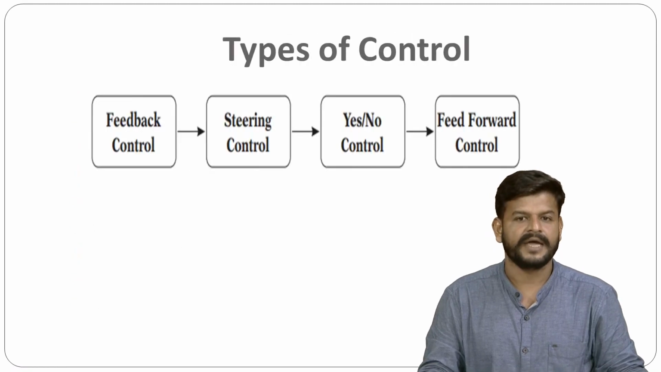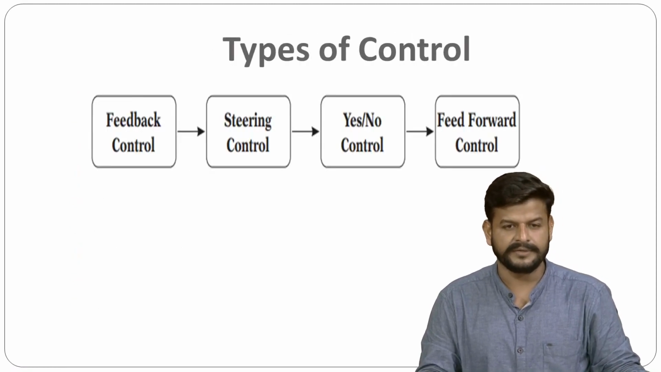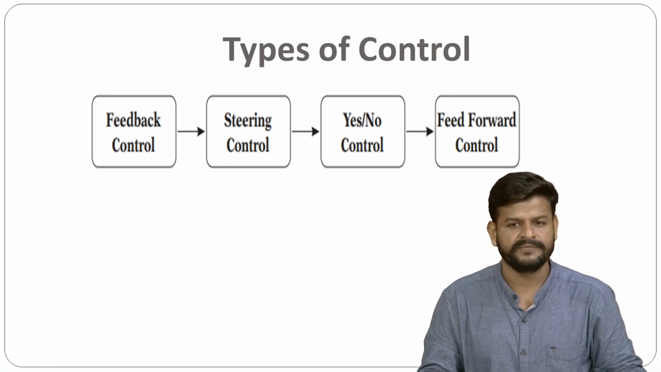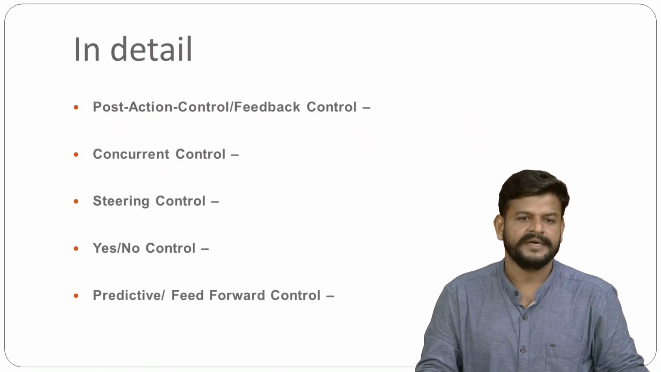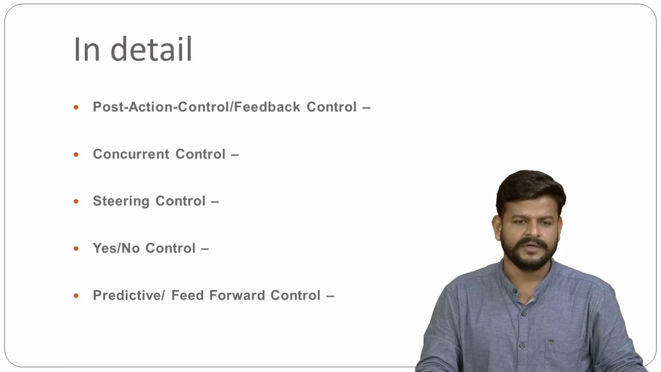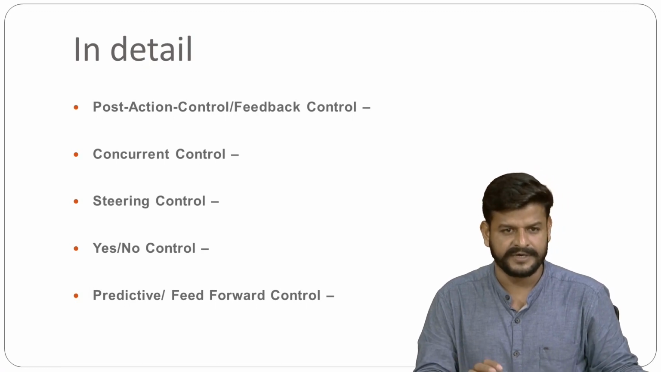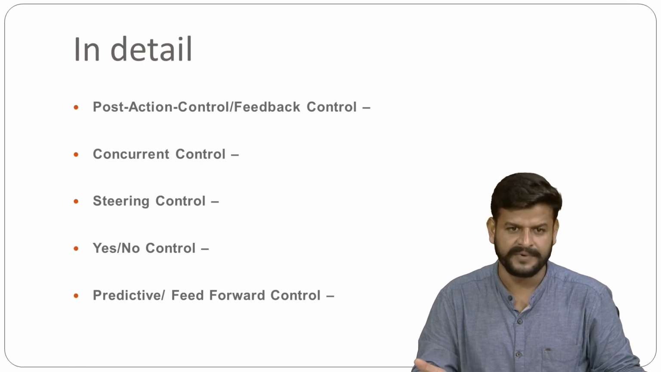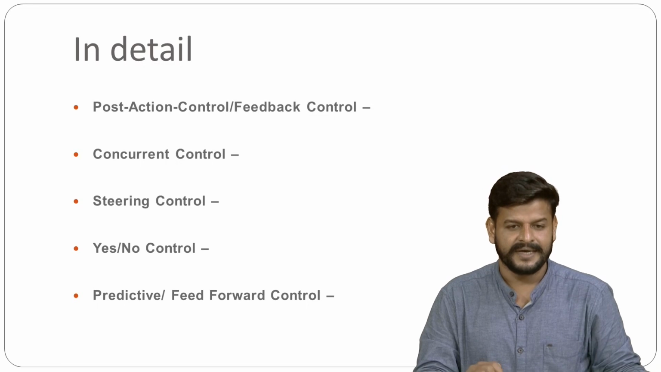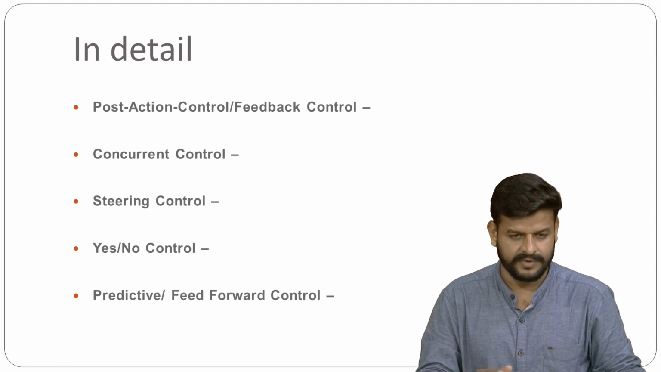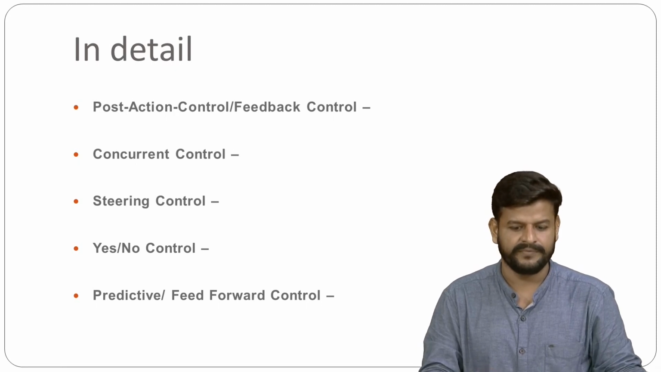Next is types of control. In these images we can see feedback control, steering control, yes or no control, and feed forward control. Now, in detail: post-action control is called feedback, concurrent control, steering control, yes or no control, and predictive feed forward. The name itself shows a lot of the content. Post-action means after the action is over or completed. Concurrent means as and when the situation is going on. Steering is yes or no during the situation, and predictive feed forward.